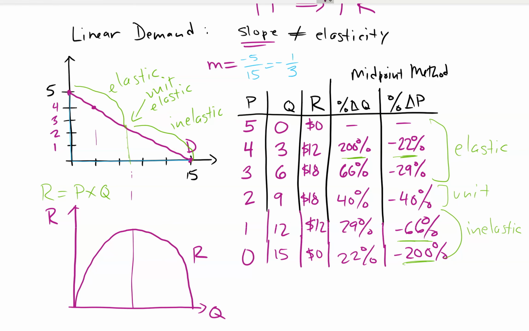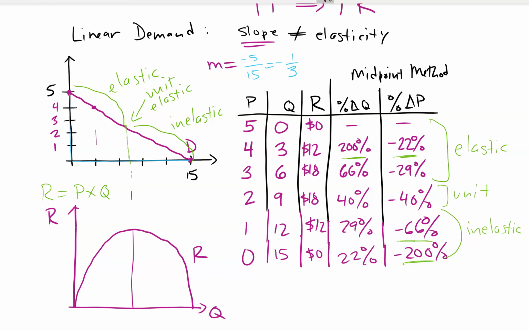Okay, so two things from this video. One is that slope is not elasticity. And the second thing is that along a straight line demand curve, the elasticity is constantly changing, right? There's a relationship between elasticity and the change in revenue, but along a demand curve, elasticity is constantly changing.